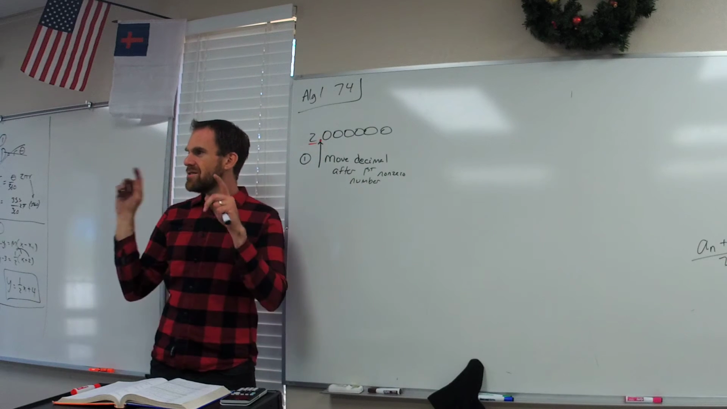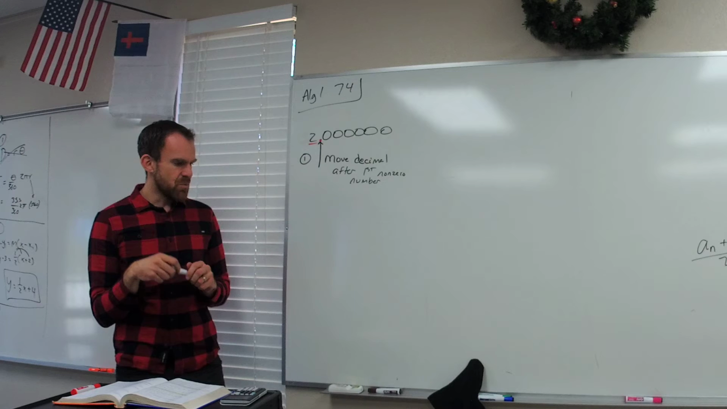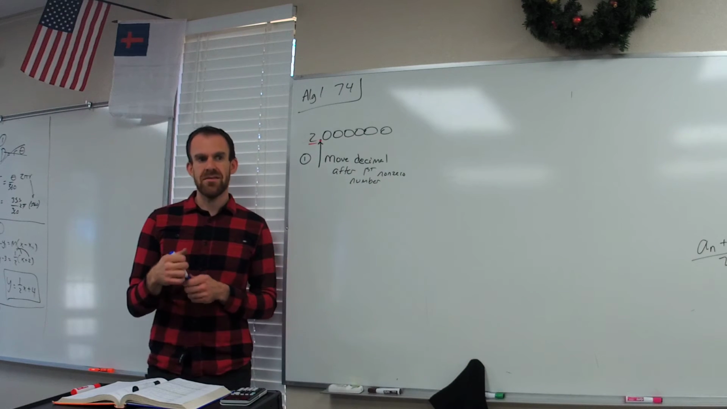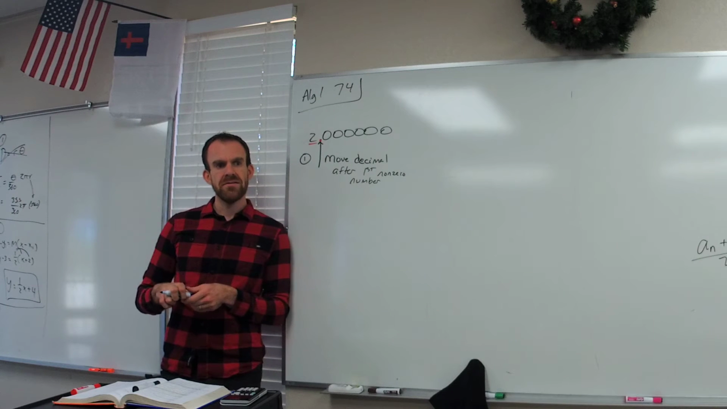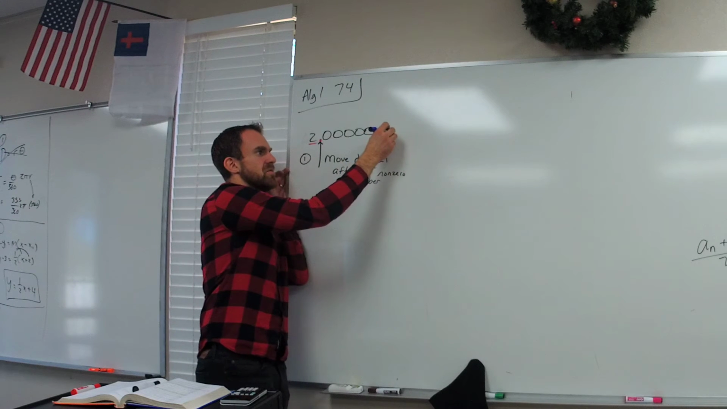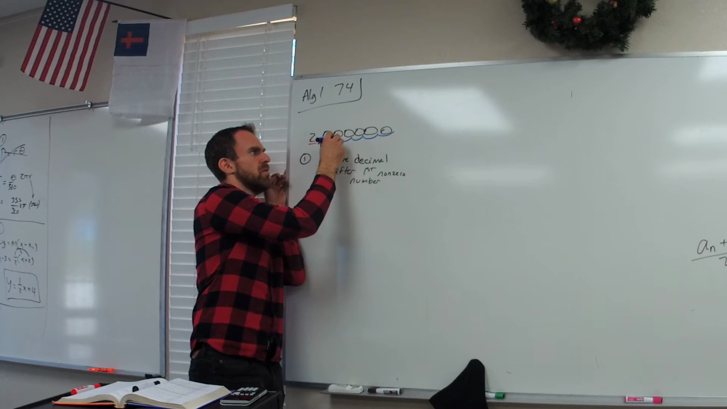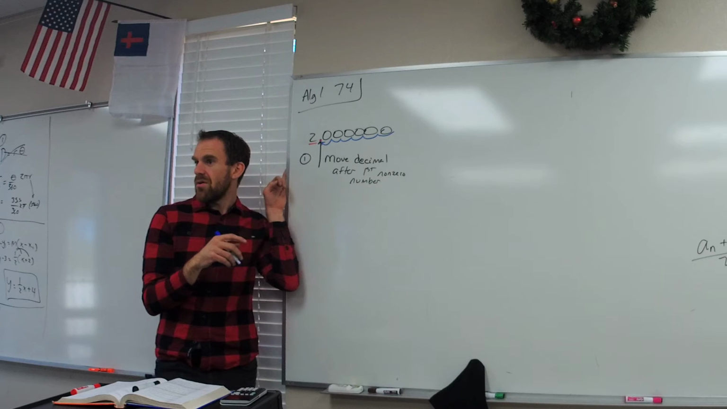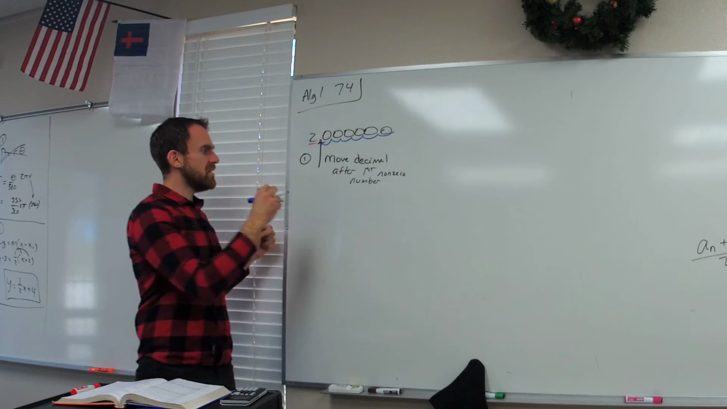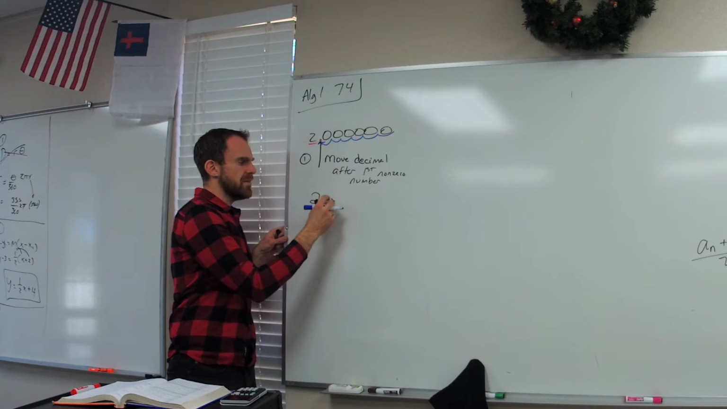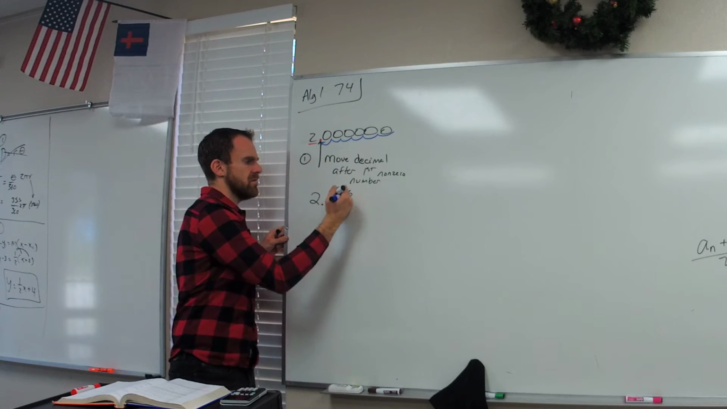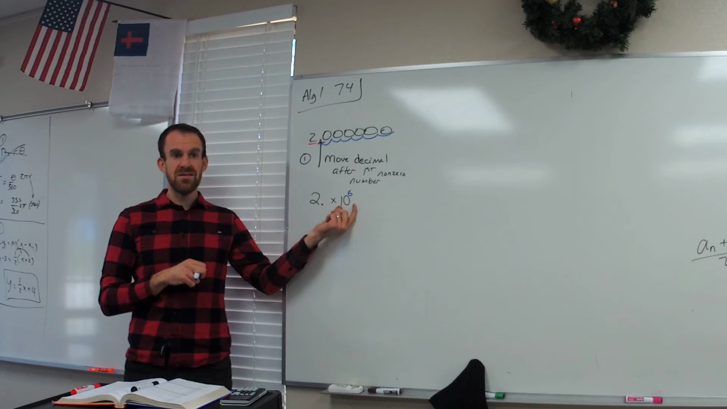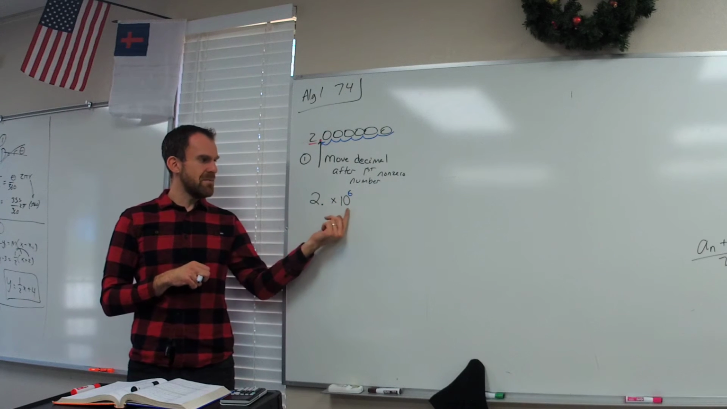Okay, here's the trick. Which way did the decimal point have to move in order to get there? To the right or to the left? Left. You're right. To the left, because it goes 1, 2, 3, 4, 5, 6 spots to the left. So my new number is going to be 2 point times 10 to the 6th. Why? Because it moved 6 spots to the left, so I multiply it times 10 to the 6th.